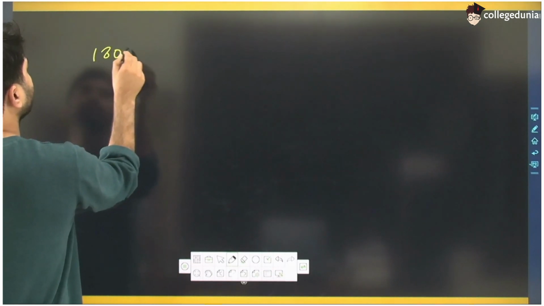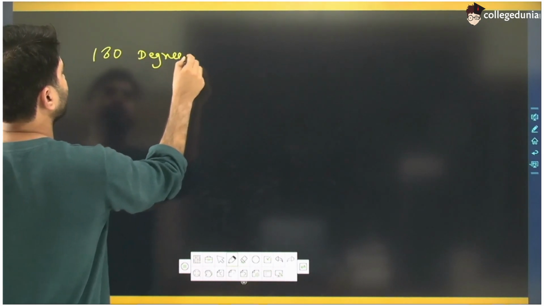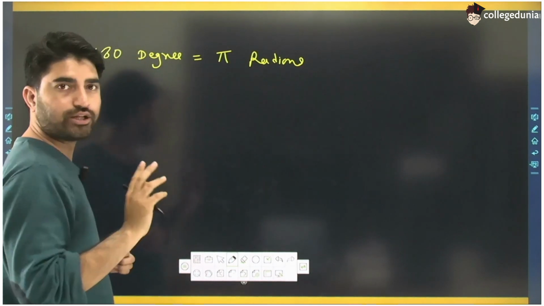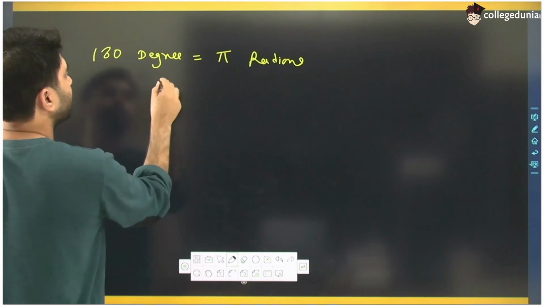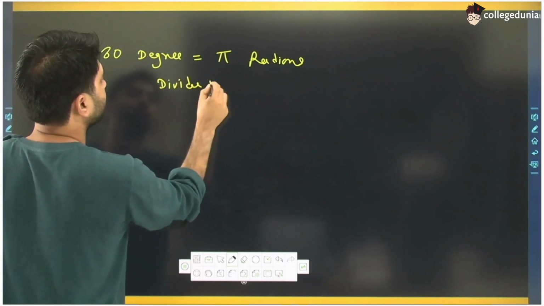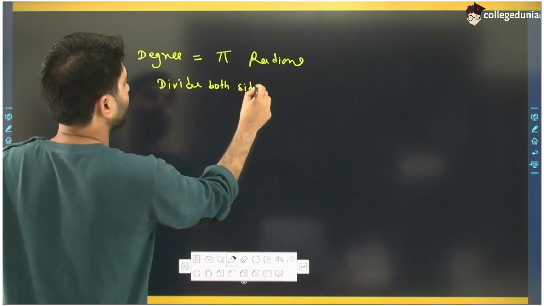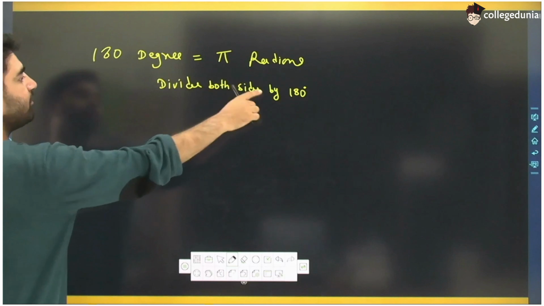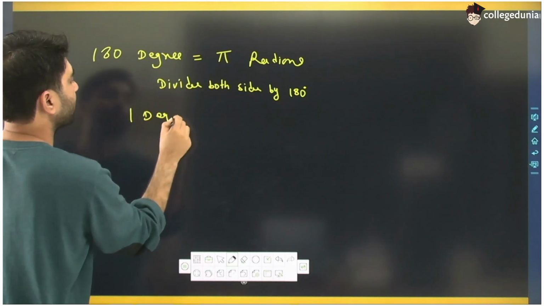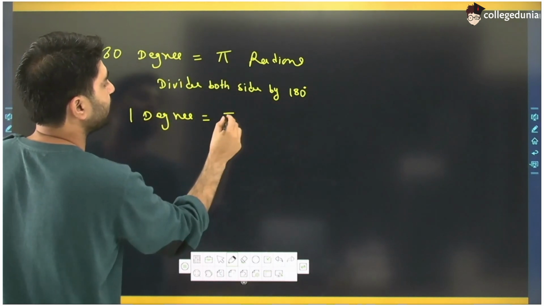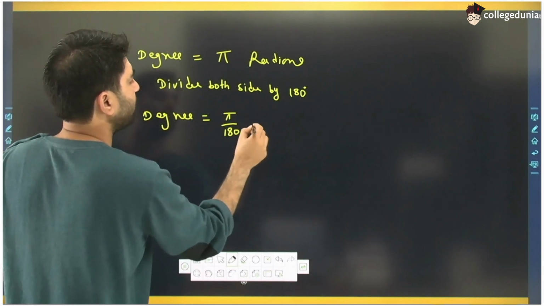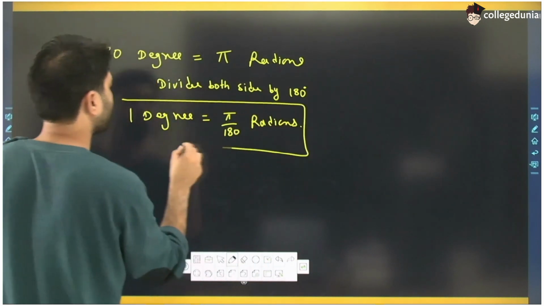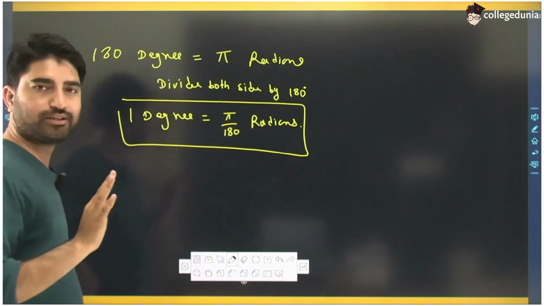The 180-degree angle is called pi radians in the circular system. If we divide both sides by 180 degrees, then 180 divided by 180 will be 1 degree, and this pi will be divided by 180. This is the unitary method. So pi by 180 radians. So guys, this is the relation: 1 degree is equal to pi by 180 radians.